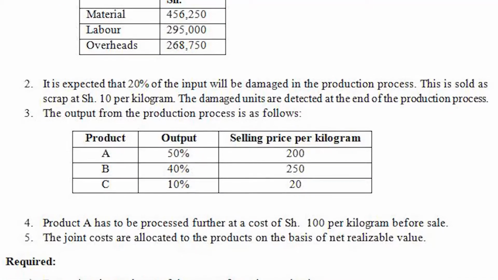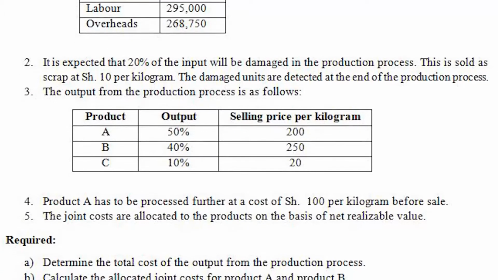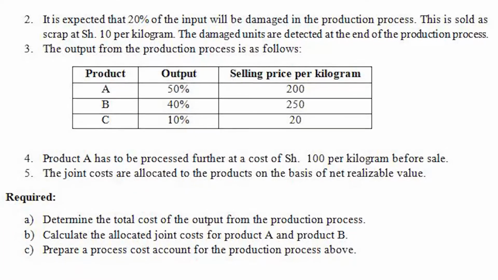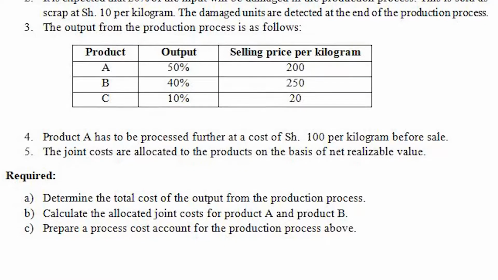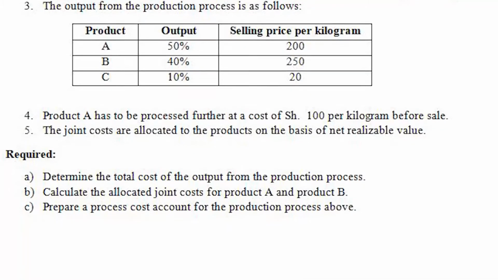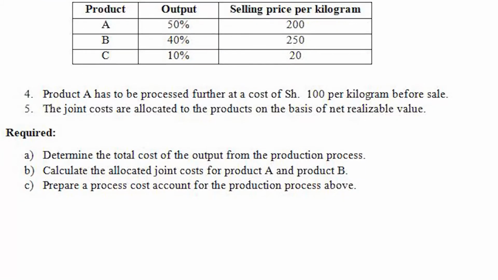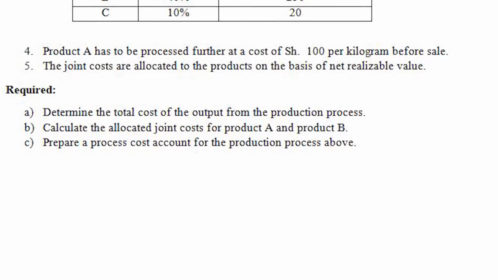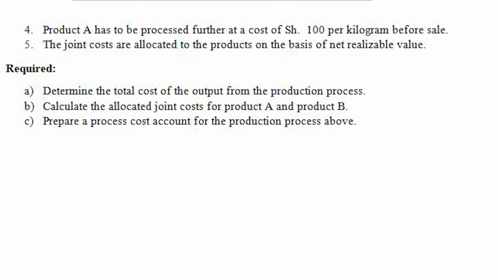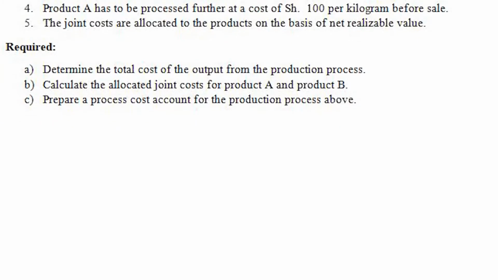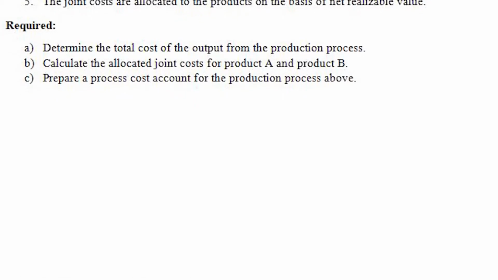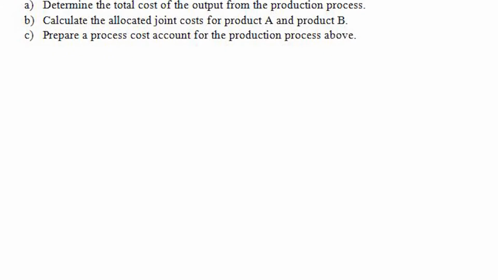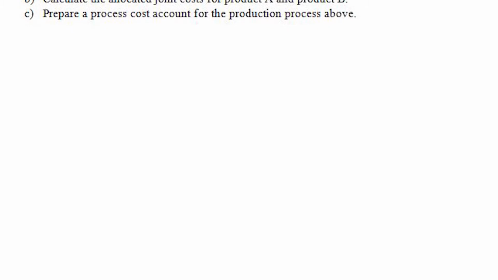Number 3, the output from the production process is as follows. Product A, B, C, output 50%, 40%, and 10% respectively. Then you have selling price per kilogram is 200, 250, and 20 shillings respectively. Then number 4, product A has to be processed further at a cost of shillings 100 per kilogram before sale. Number 5, the joint costs are allocated to the product on the basis of net realizable value. Required, Roman 1, determine the total cost of the output from the production process. Roman 2, calculate the allocated joint cost for product A and product B. And Roman 3, prepare a process account for the production process above.